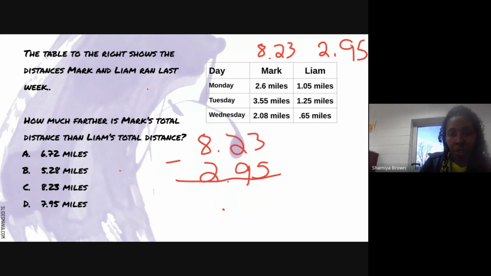Let me see if I can move myself out of the way even more. It won't stay over there. Let's see if it'll stay up here. Still covering up stuff though. Put it down here. Still covering up choices. Oh, where am I gonna go?